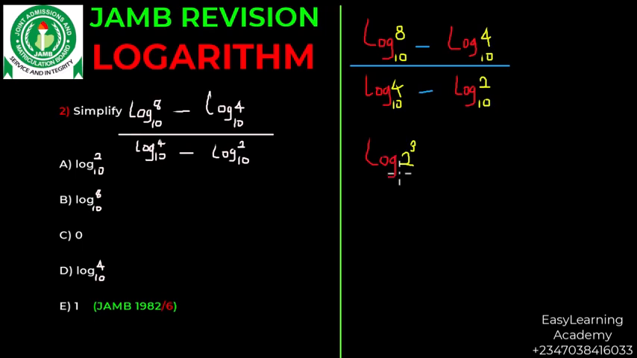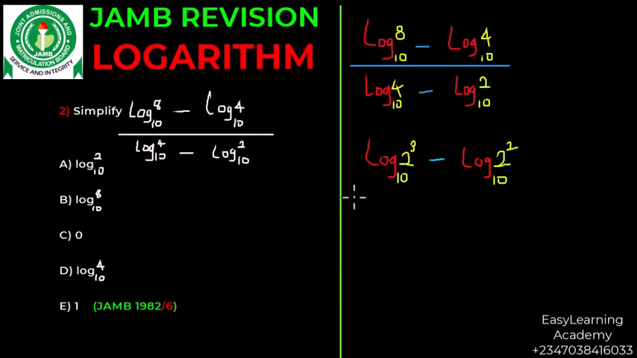So let's maintain the base 10 here. We're able to change that one. And of course, we have a subtraction here. Let's do the same for log 4 base 10. For 4, that will be 2 raised to the power of 2. That will give us 4, and then we maintain the base. Okay, so we are done with everything that pertains to the numerator.